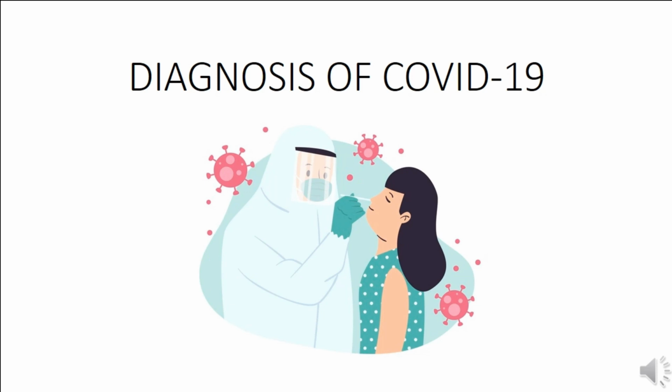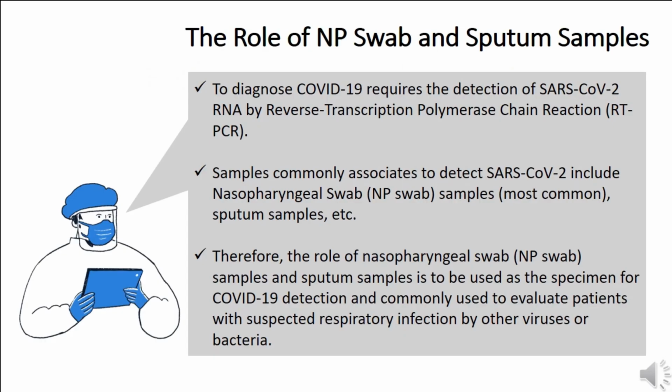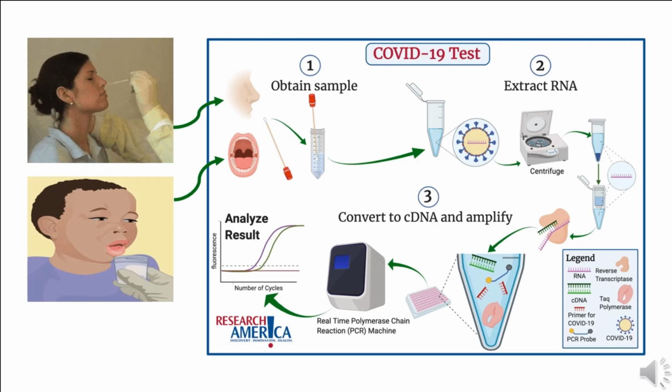Next, the diagnosis of COVID-19. To diagnose COVID-19 requires the detection of SARS-CoV-2 RNA by RT-PCR. Samples commonly used to detect SARS-CoV-2 include nasopharyngeal swab samples, sputum samples, and others. Therefore, NP swab samples and sputum samples are used as specimens for COVID-19 detection and commonly used to evaluate patients with suspected respiratory infection by other viruses or bacteria. This is the flow of how the diagnosis of COVID-19 is conducted, starting from obtaining the sample to the last step, which is result analysis.